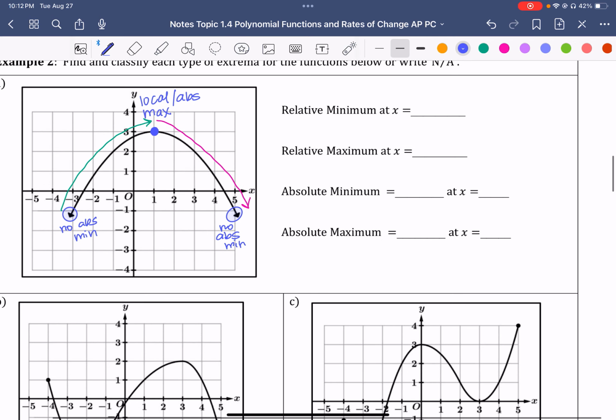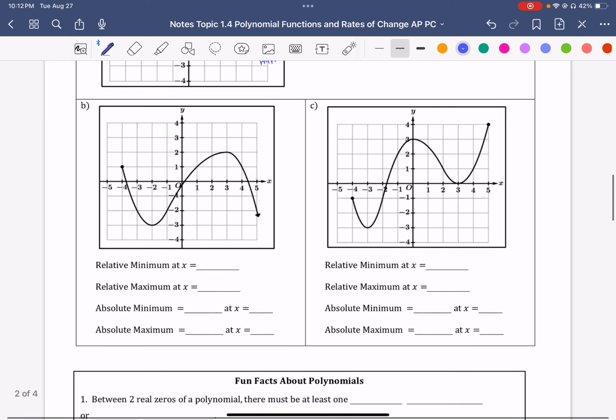So for relative minimum, there wasn't any, so I'm going to put not applicable. For relative maximum, it occurred when x was equal to 1. The absolute minimum, not applicable because it goes to infinity. And then the absolute maximum occurred when y was 3 and x was equal to 1. Okay, let's do another example.